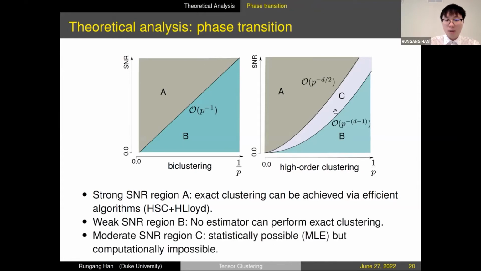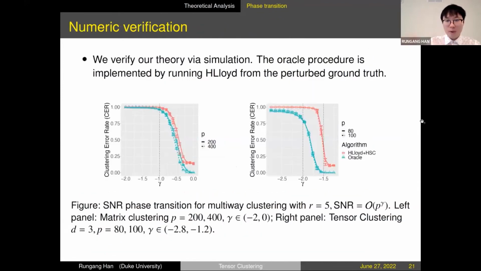When we are at the region C, we have already shown that MLE can achieve optimality, and we also show that there is no polynomial algorithm that can achieve the exact clustering. So that figure tells us the trade-off between statistical optimality and computational efficiency. And we use some numeric results to verify our theoretical understanding.